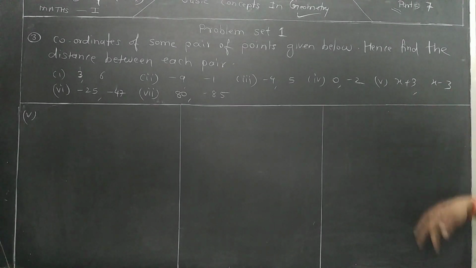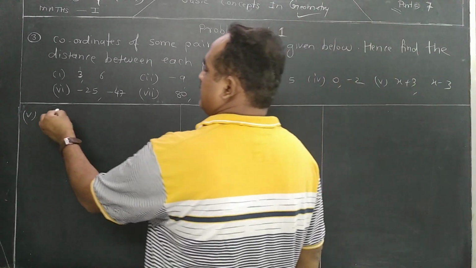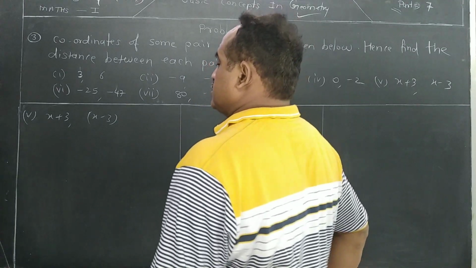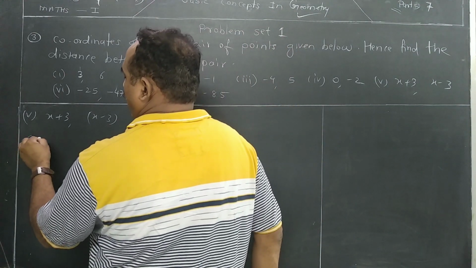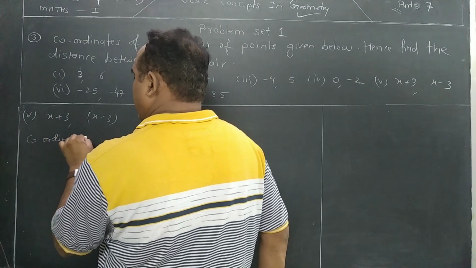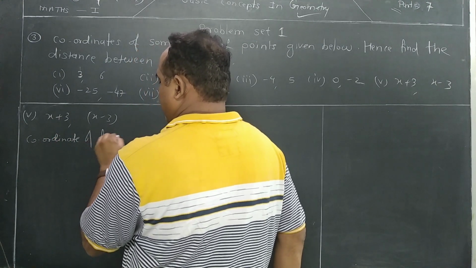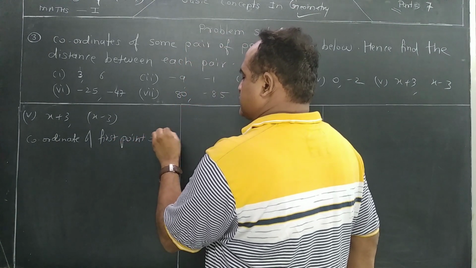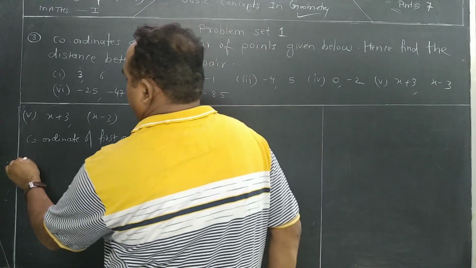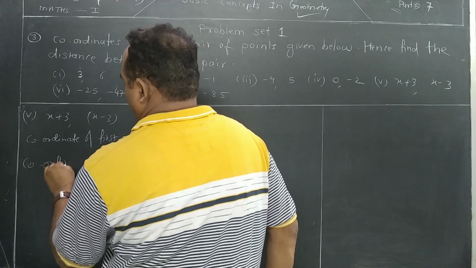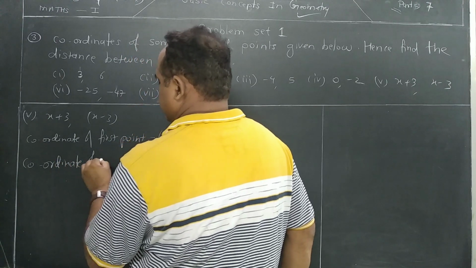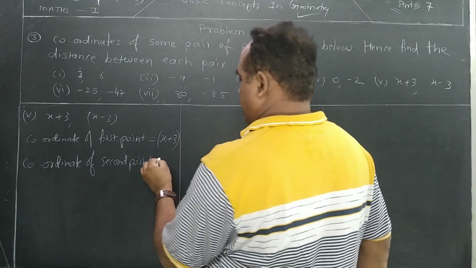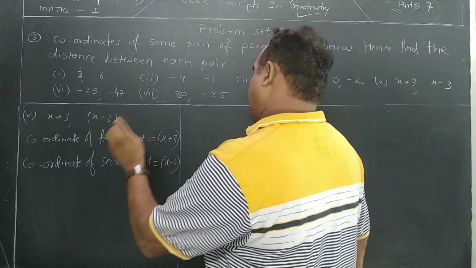The fifth one is x plus 3 and x minus 3. So x plus 3 and x minus 3. Coordinate of first point is equal to x plus 3 and coordinate of second point is equal to x minus 3.